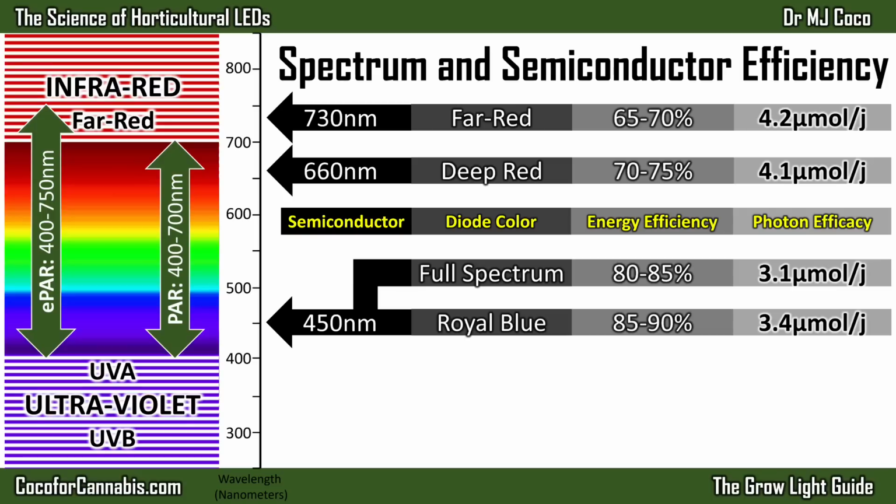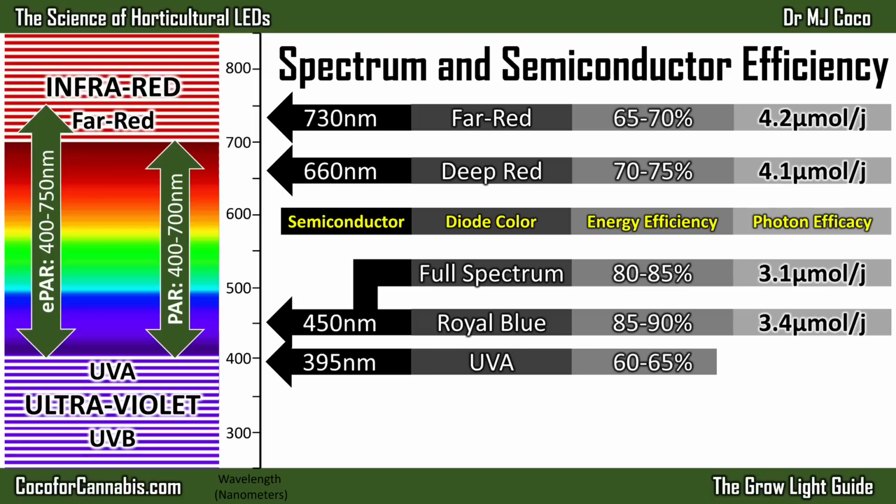Down at the other end of the spectrum, you'll see that the UV semiconductors offer us much less. UVA semiconductors at about 395 nanometers are only about 60 to 65% energy efficient. That might seem similar to the 730 nanometer semiconductors. However, the photon efficacy for UVA semiconductors is only about 1.8 micromoles per joule. So even with a similar energy efficiency as the far red semiconductors, the UVA semiconductors produce less than half the number of photons. This is possible because each 395 nanometer photon packs a lot of energy.